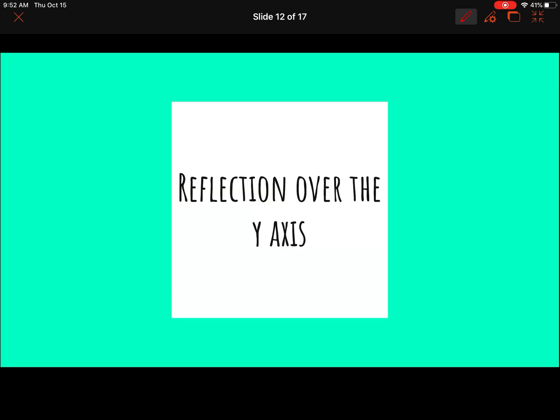All right, so now we're going to do the reflection over the y-axis, okay? Ooh. What happened? Oh, no. Here we go, okay.